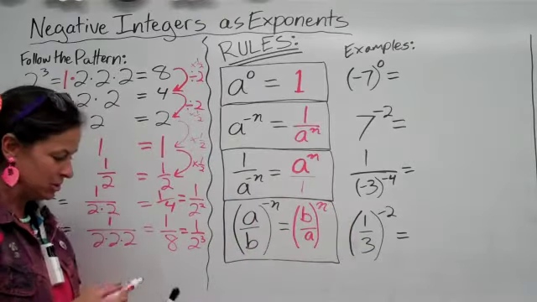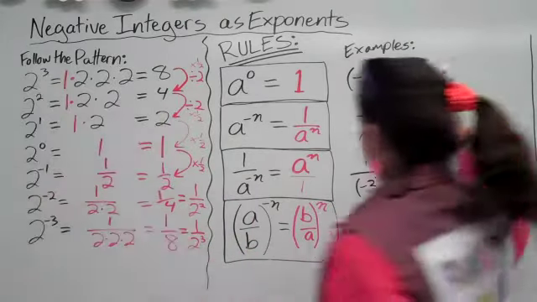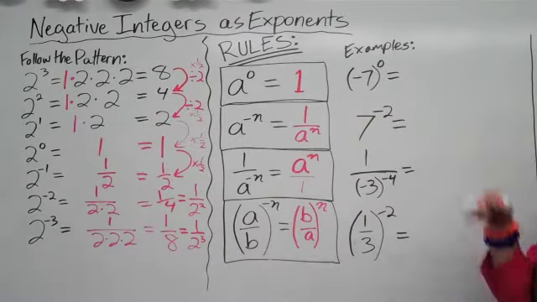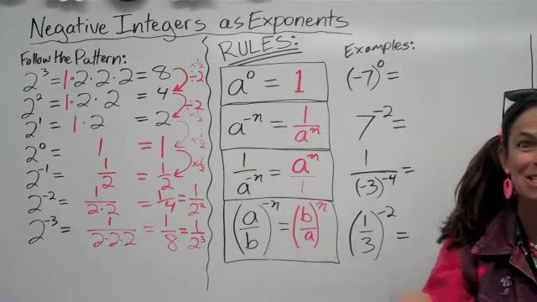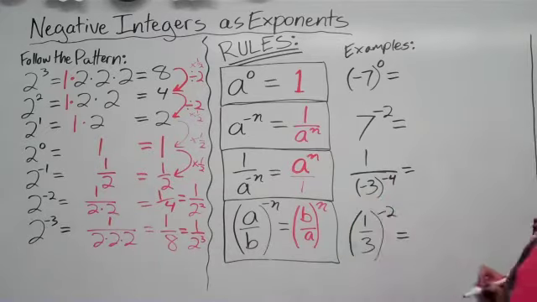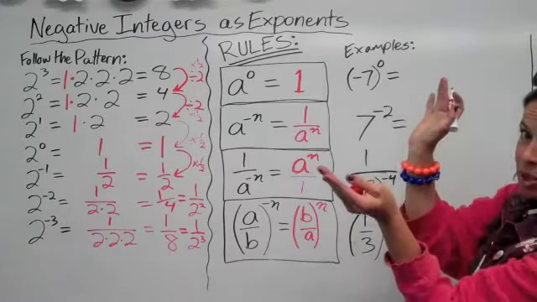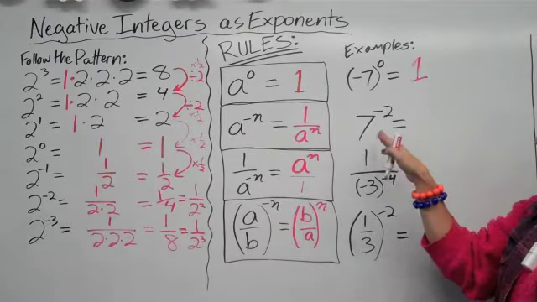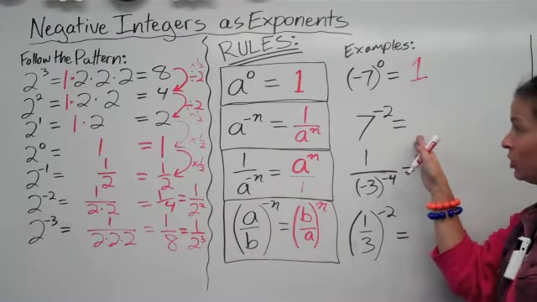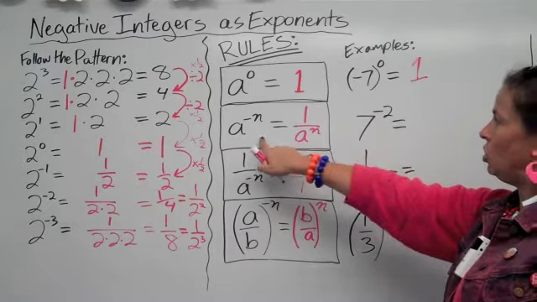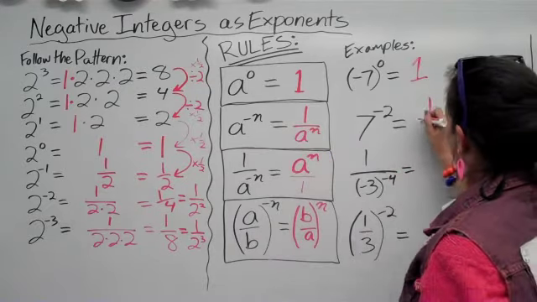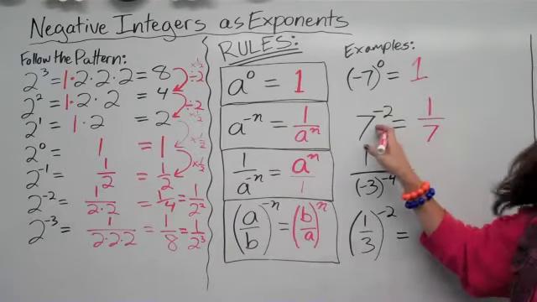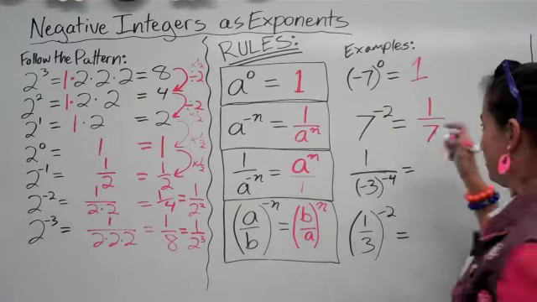Let's try some examples. Negative 7 to the 0 power. Well, wait a minute. Anything raised to the 0 power equals 1. So negative 7, even because it's in parentheses, raised to the 0 power will equal 1. What about 7 to the negative 2? Well, if we use this rule, this is the same as 1 over 7, but instead of a negative exponent, we have a positive exponent.